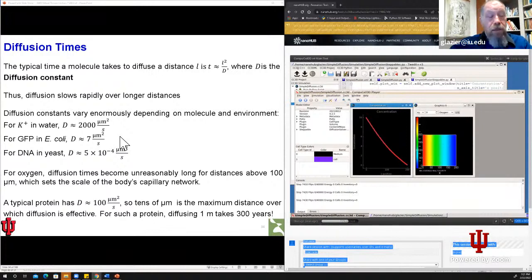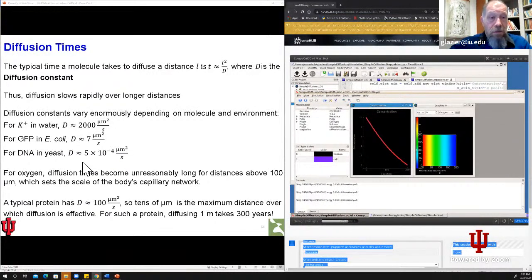What do these times mean? We're going to have to think about what these diffusion times and constants mean in a minute. For a molecule that experimentalists use a lot, green fluorescent protein, inside of an E. coli rather than in water, the diffusion constant is about 7 microns squared per second. And that's going to be fairly typical for small molecules.